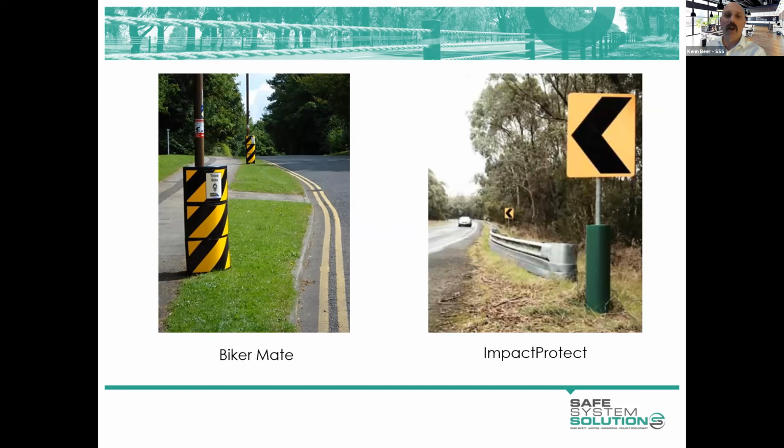Again, you just have to alert people if you're wanting to use these so they can keep a log of that. And they've got Biker Mate and Impact Protect. New South Wales is not so keen on many of these trial products, and I'm not 100% sure what happens in Queensland or South Australia. So as I say, just go to your jurisdiction and it'll be all there.